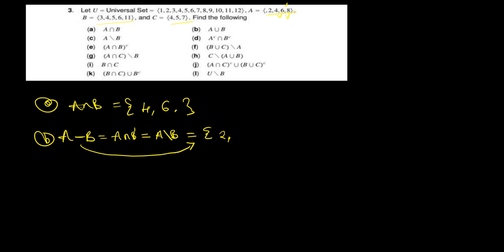What about 4? 4 is there, so we won't put 4. By the way, we are subtracting everything from A, so we don't want to see B elements. What about 6? We also won't put it because it's found in B. What about 8? 8 is not found, so we'll put just 8. So we have listed it like that.